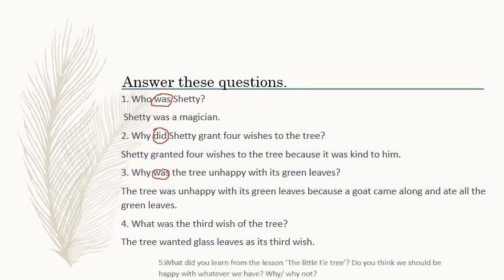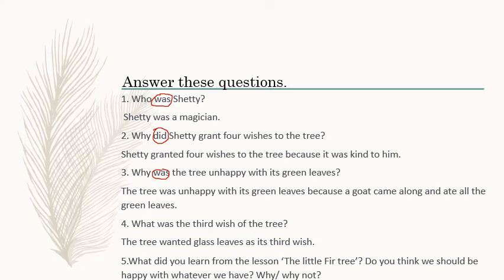Now, one more question we have. What did you learn from the lesson, The Little Fir Tree? Do you think we should be happy with whatever we have? Why? Why not? This answer is completely based on your understanding of the chapter. So if you agree, you can write yes. If you do not agree, you have to give the reason why not. But a general answer, or just to discuss general points so that you can put these points in your mind and then you can check your answer. Okay. So what did you learn from the lesson The Little Fir Tree?